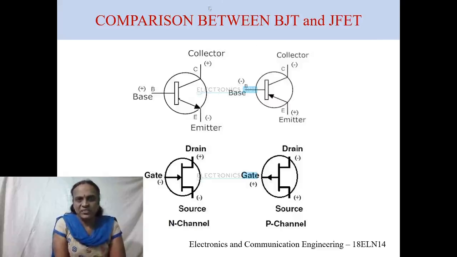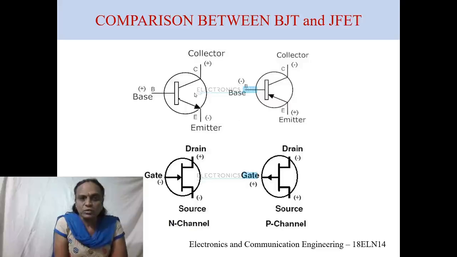Here we can see, as we have discussed in module 1, the symbol of a BJT for an NPN transistor is this, whereas for a PNP transistor is this. In a similar fashion, we can have N type or N channel, and P type or P channel. Hence, we have two types of JFET, named N and P.